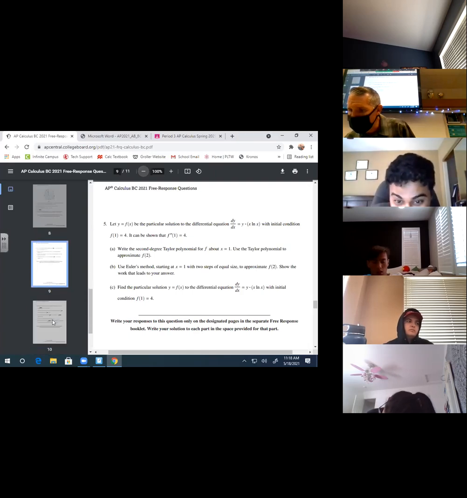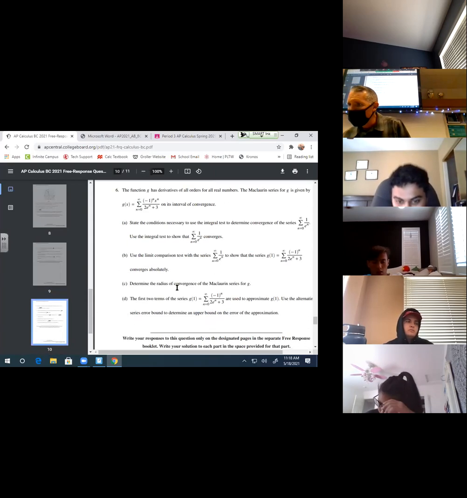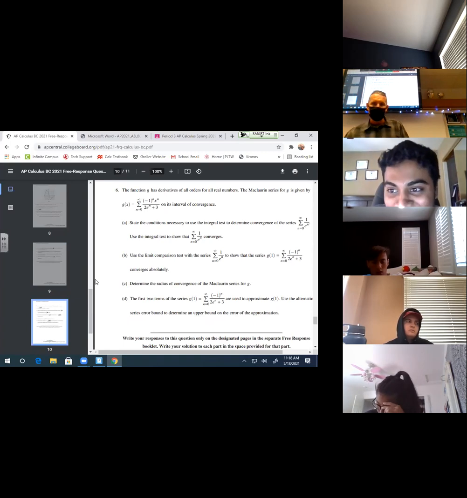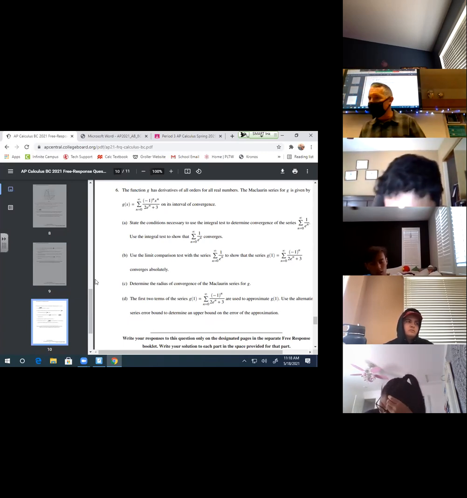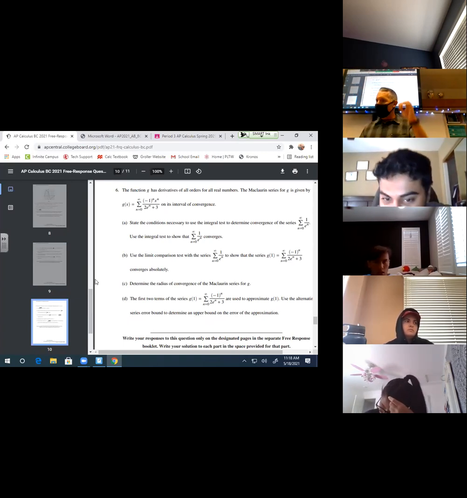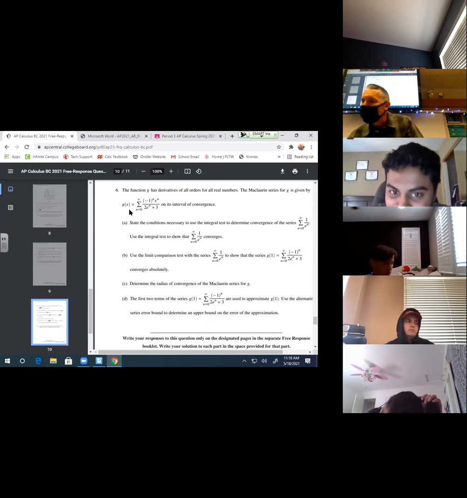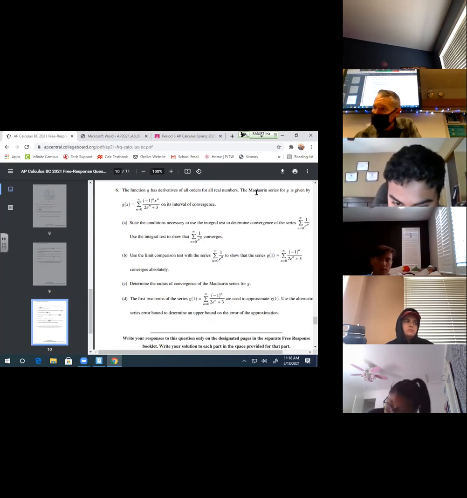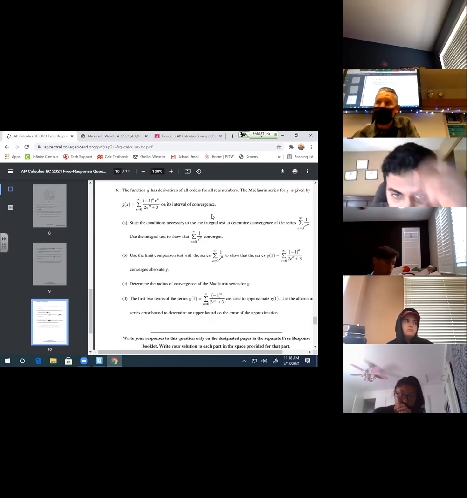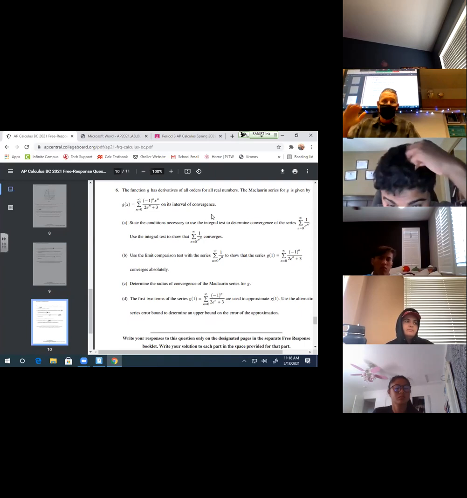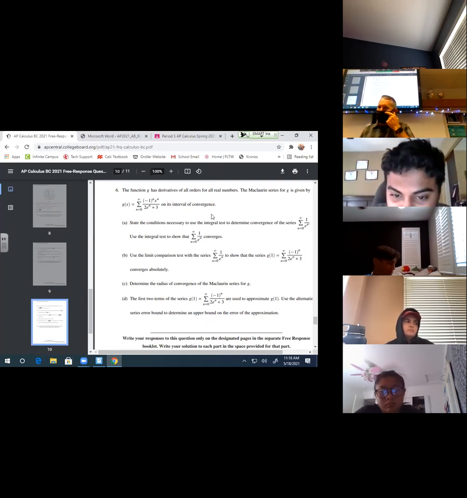Okay, and then the last one is something about a Maclaurin series, right? And we're not surprised to see that. The function g has derivatives of all orders for all real numbers. The Maclaurin series for g is given by that. Do you notice that they say Maclaurin series and then we have x to the n? So of course it's centered at 0, because it's x minus c to the n, right?